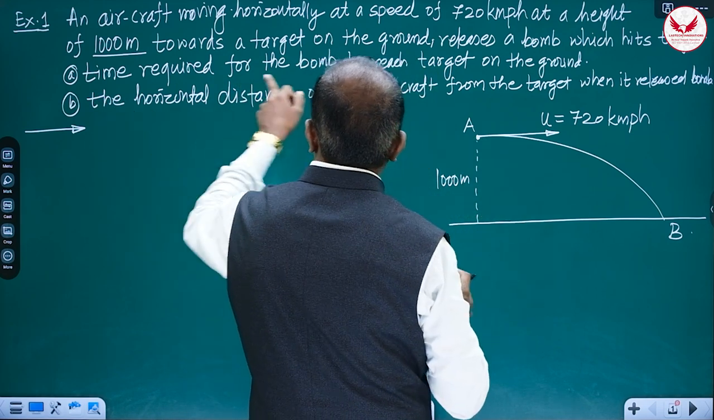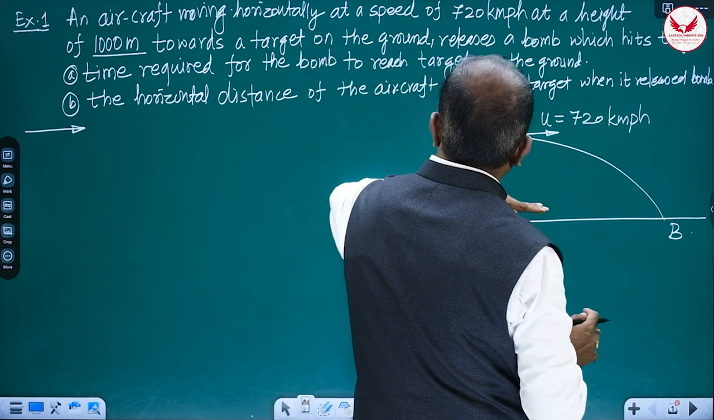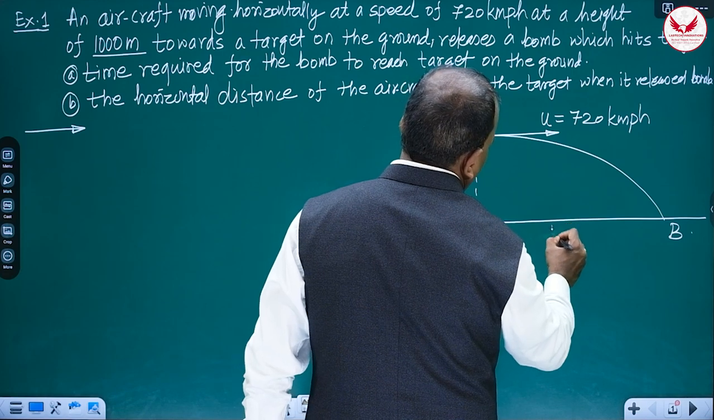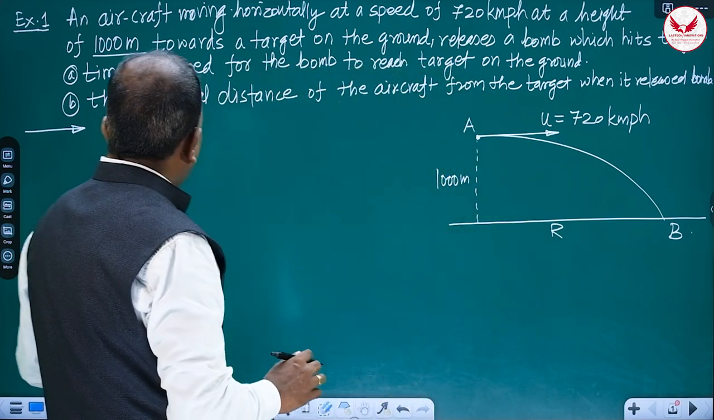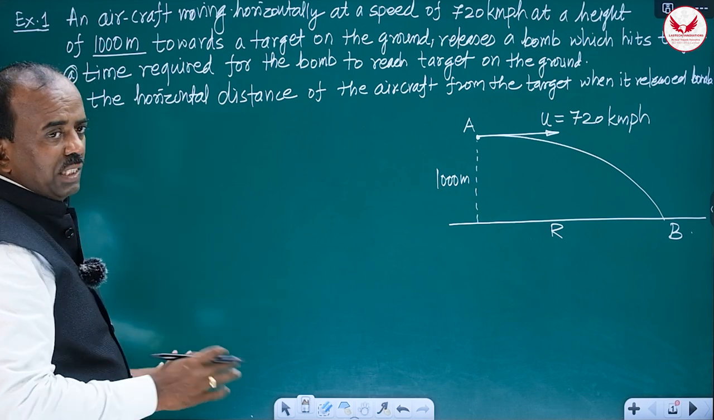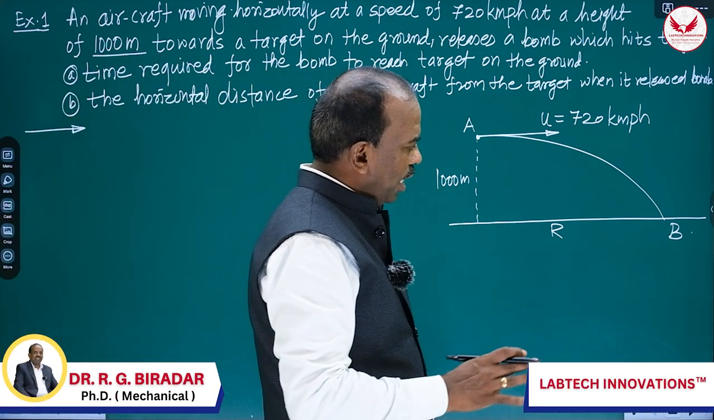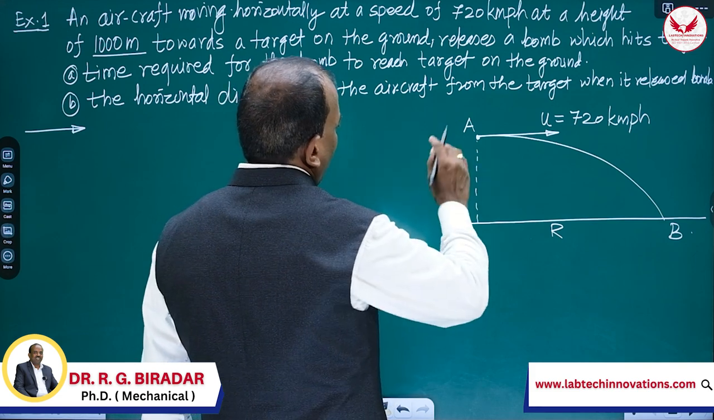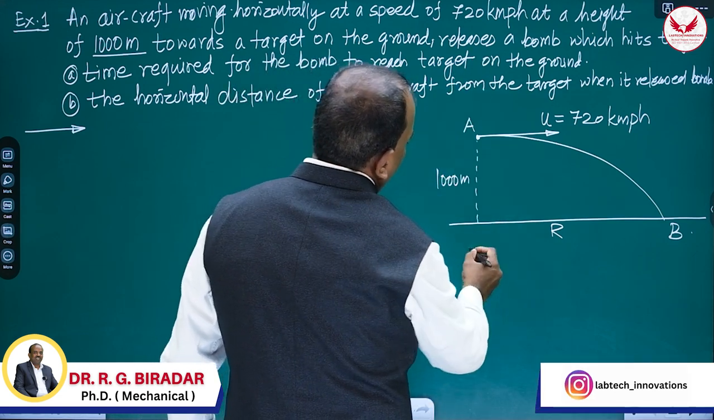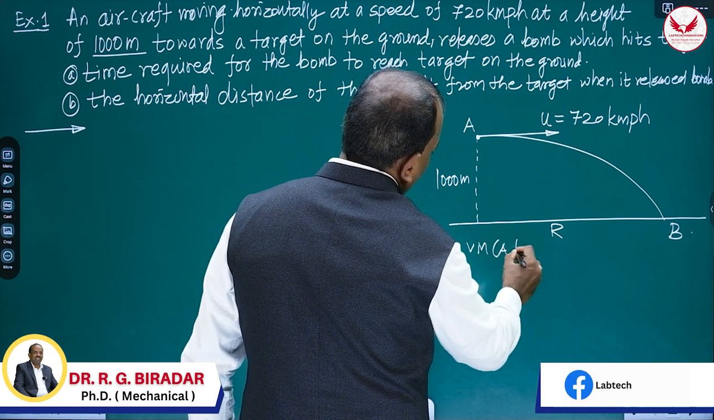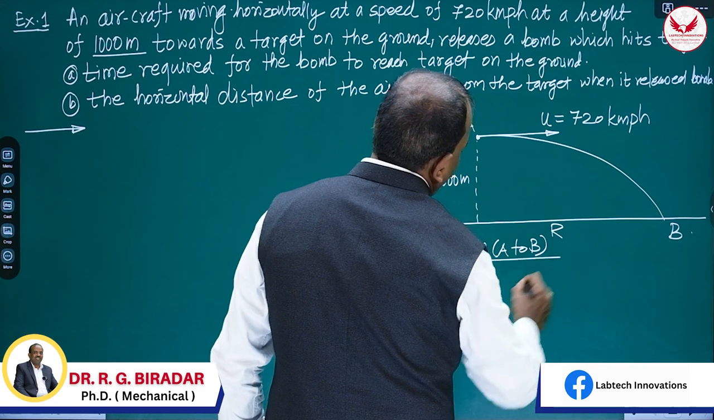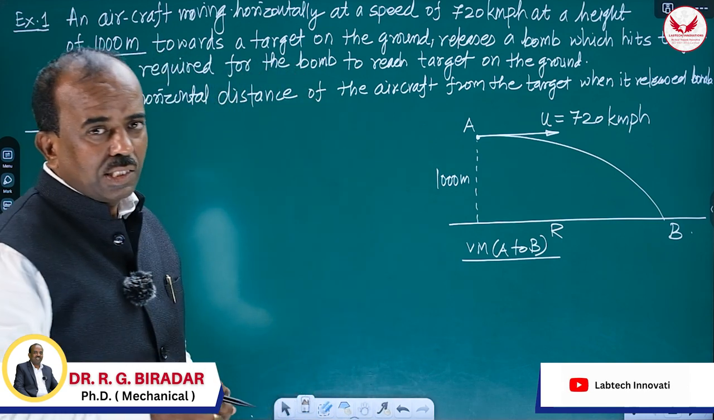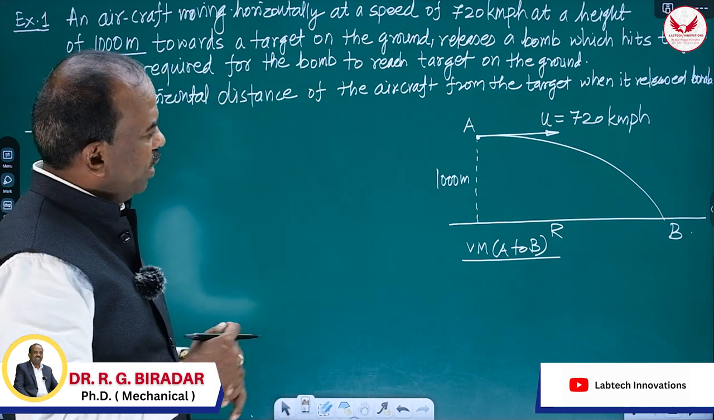What we have to calculate is the time required for the bomb to reach the target on the ground and the horizontal distance of the aircraft from the target. This horizontal distance is going to be the range. It is one of the easiest examples, but I'll try to explain the basics on the right hand side; this is not part of the solution, I'm only explaining it. Horizontal motion is constant velocity, and vertical motion from A to B is constant acceleration, or motion under gravity, so we can use any equation of motion.